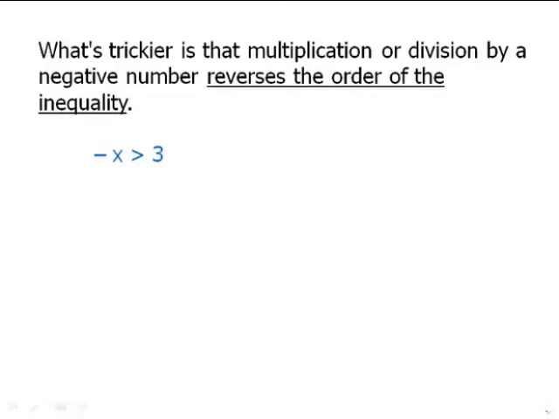So for example, if I have negative x is greater than 3, well, if I want to get x by itself, I have to multiply by negative 1. And of course, I'll multiply both sides by negative 1. But that has the effect of changing the direction in which the inequality points. So the negative x becomes a positive x, the 3 becomes a negative 3, and that greater than sign has to become a less than sign. And so the final statement is x is less than negative 3.